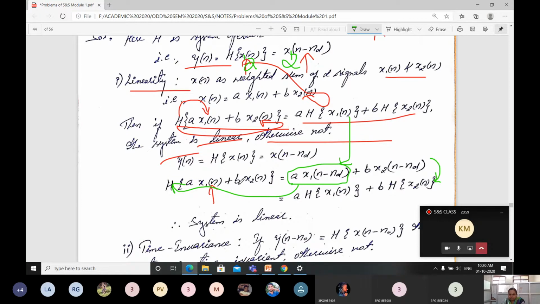Okay, is this able to write in the same? Yes, I am able to write the signal.